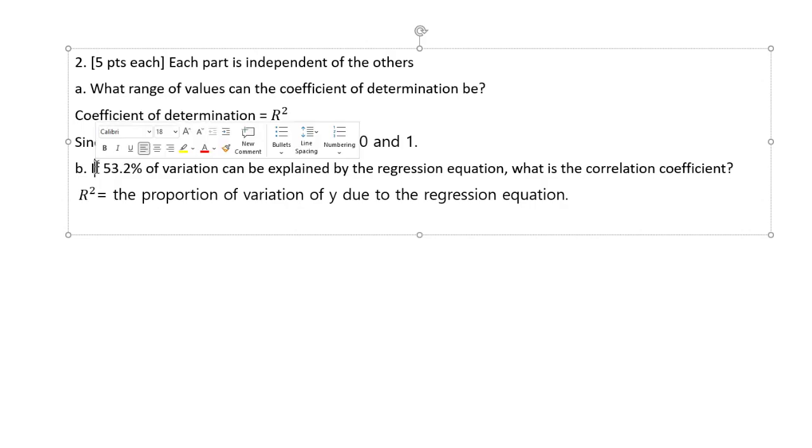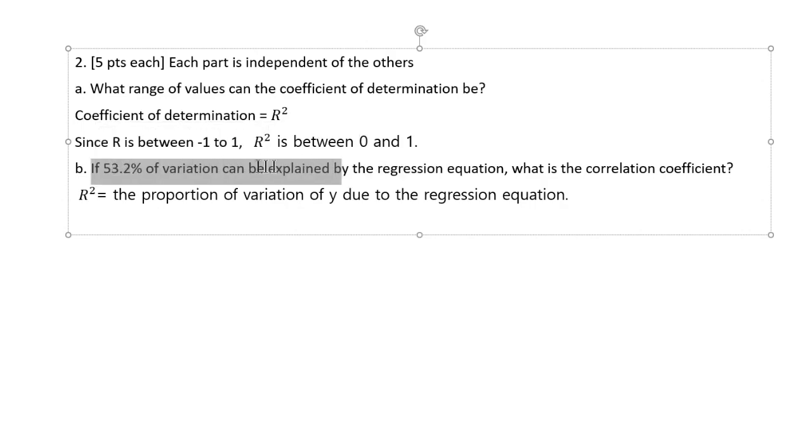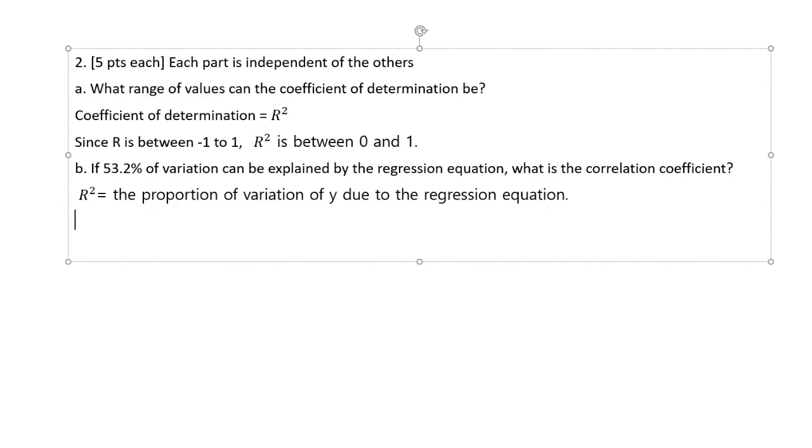So this sentence right here says that 53.2% of the variation, it didn't say of what, but what else can it be, right? So since 53.2% of the variation can be explained by the regression equation, that means r squared is 0.532. Okay, so r squared is equal to 0.532, and that means that r would be the square root of 0.532.